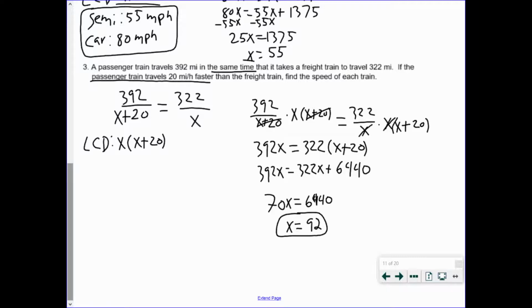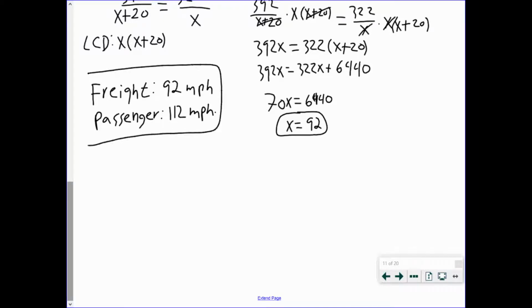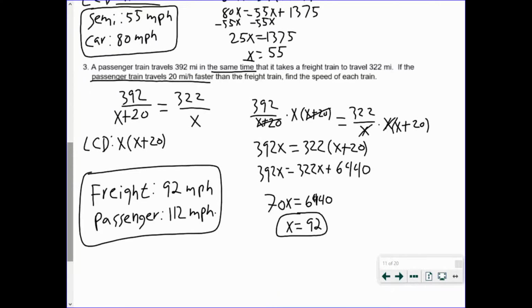So that x, we said, is the rate of the freight train, or the speed of the freight train. It's the same thing in this case. So that means the freight train has a rate of 92 miles per hour. And the passenger train has a rate of 20 more than the freight train, so 112 miles per hour. And that's going to be our answer. Okay?